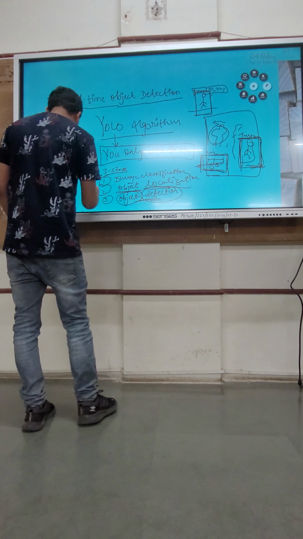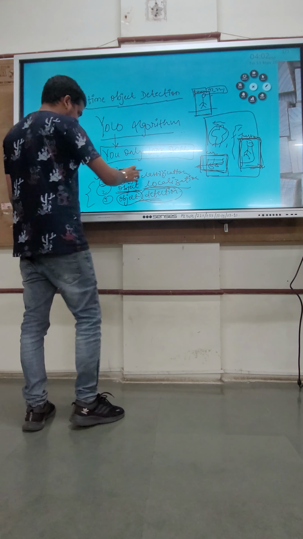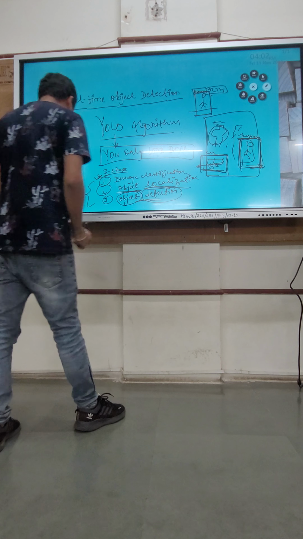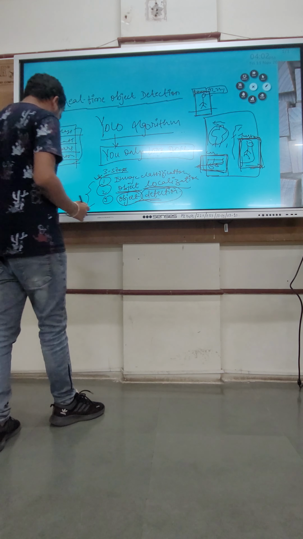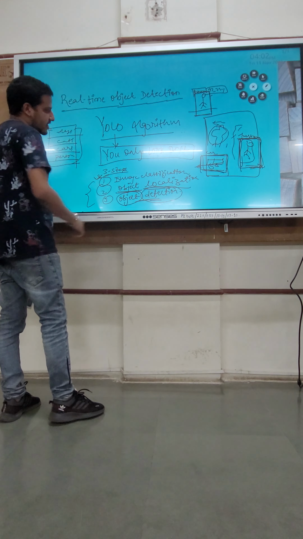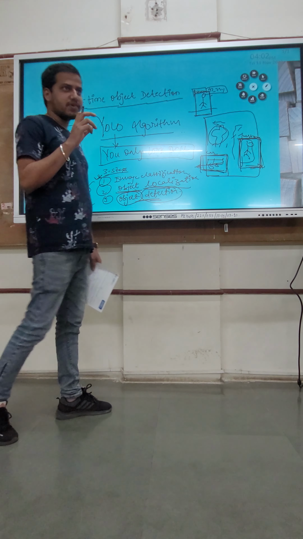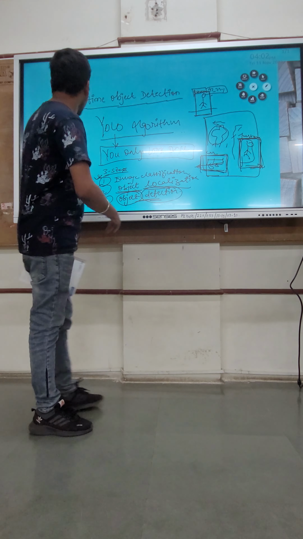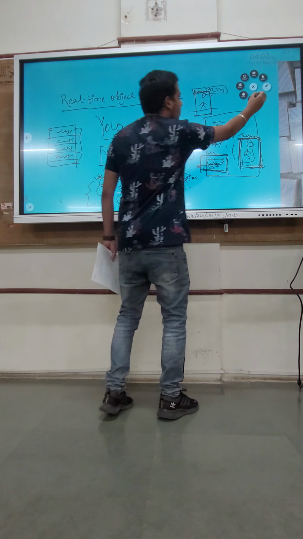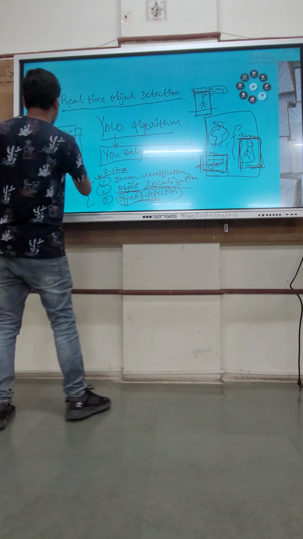So these are the three steps for image classification. These three steps are basically for the algorithms which are based on classification. So now I will show you what the algorithms based on classification are.